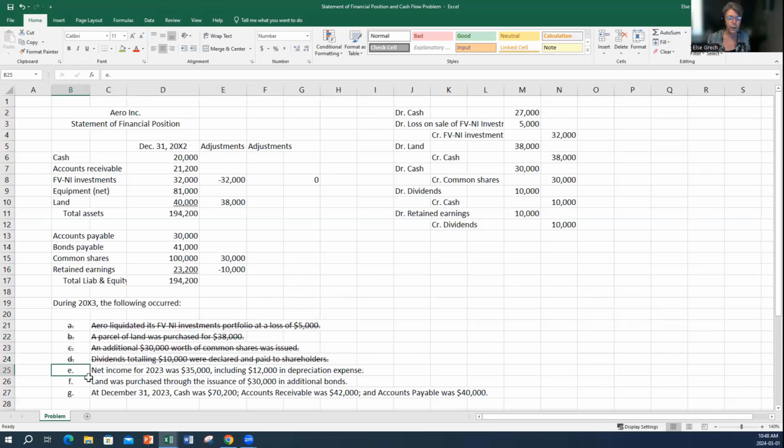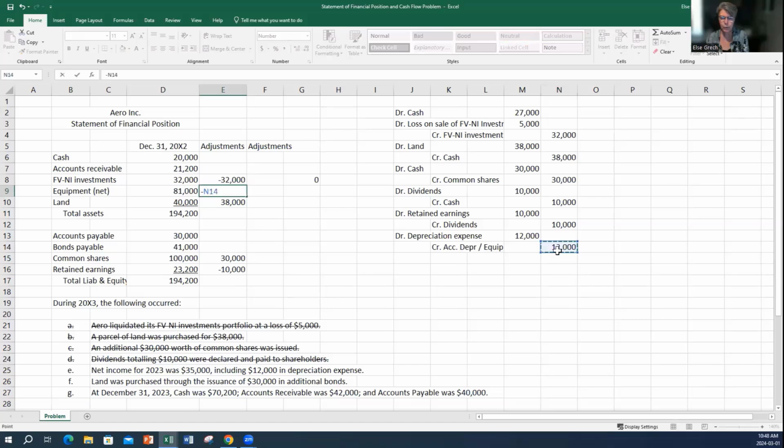There we go. Now, net income for 20X3 was $35,000, including $12,000 of depreciation. So they must have done a debit to depreciation expense and a credit to the accumulated depreciation, which is net here. Equipment is net. So they've taken the accumulated depreciation and simply netted it against the equipment account. So I'm just going to note that this is going against the equipment account, and that was for a total of $12,000. So over here on the equipment, I'm going to deduct the $12,000.